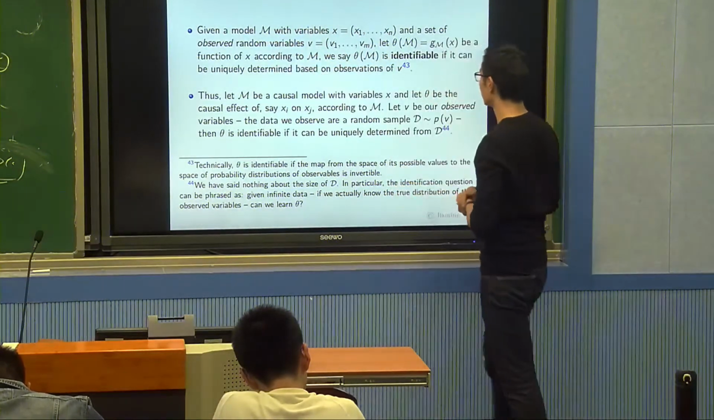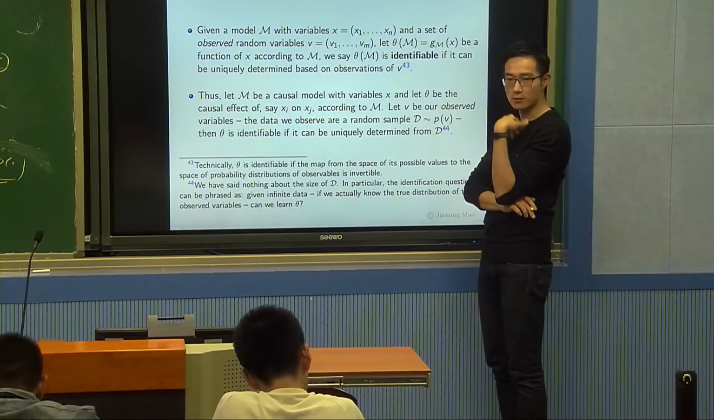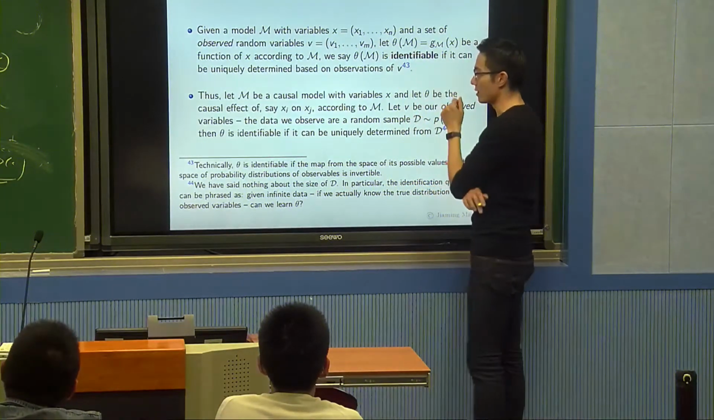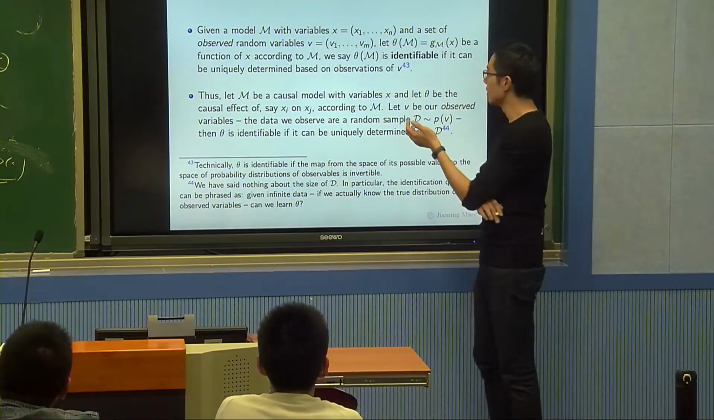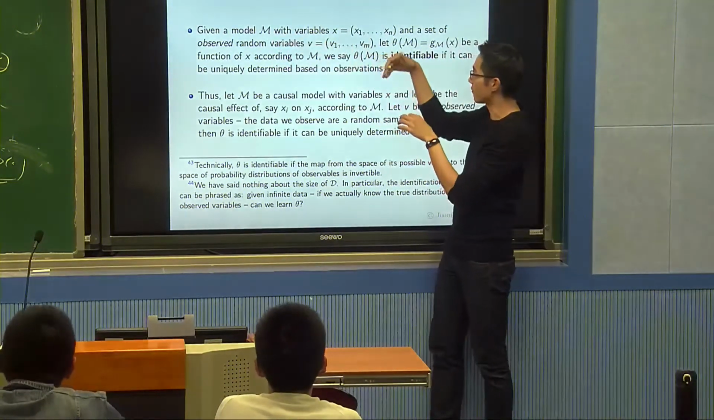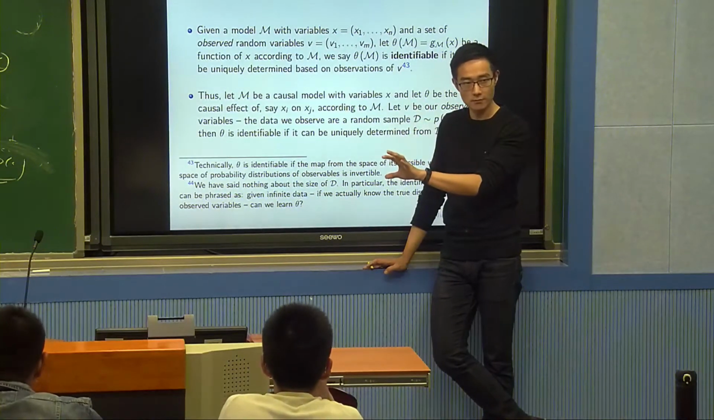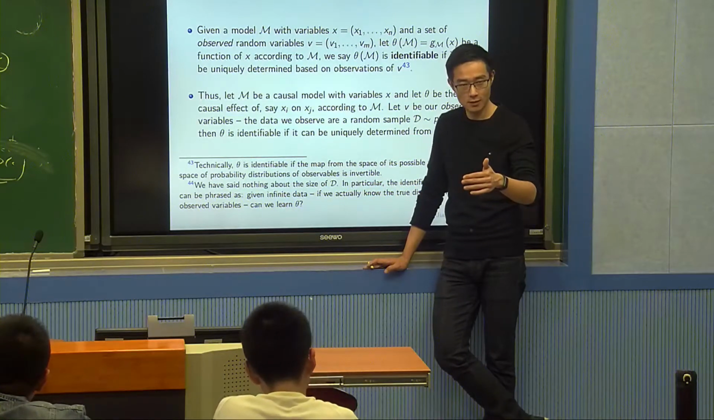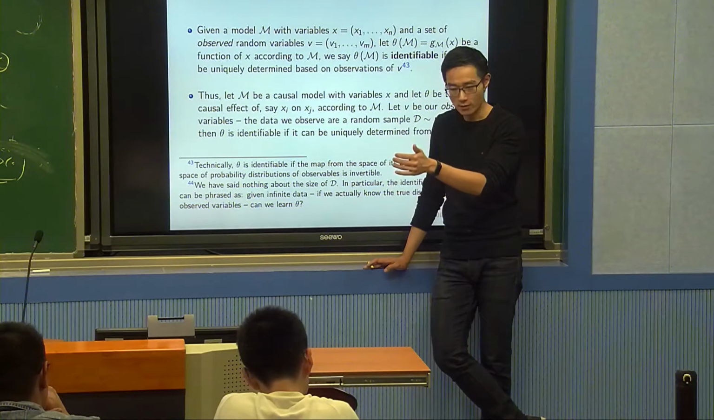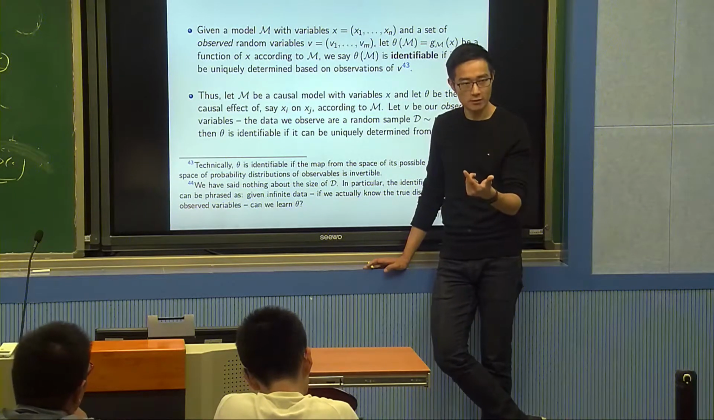X is the variable of the model. Suppose I'm interested in a function of X, let's say g(X). This function is based on the underlying model M, so it can be derived based on this model M. I'm going to say that this function is identifiable if it can be determined based on observation of V. Here's the idea: we are interested in a model M with variable X, but we only observe V. The question of identifiability is whether we can actually back out what we want from the observed V.